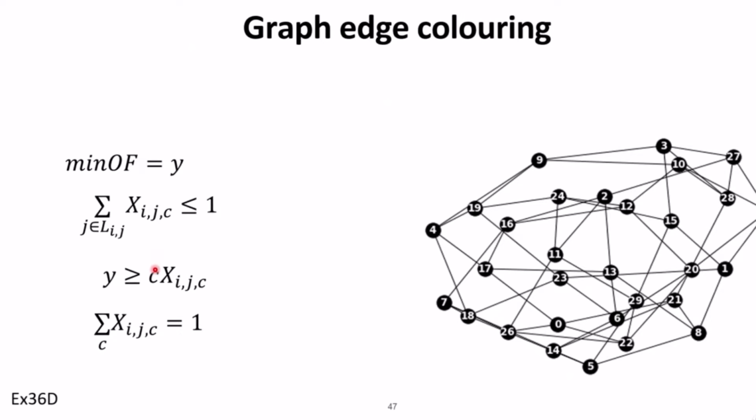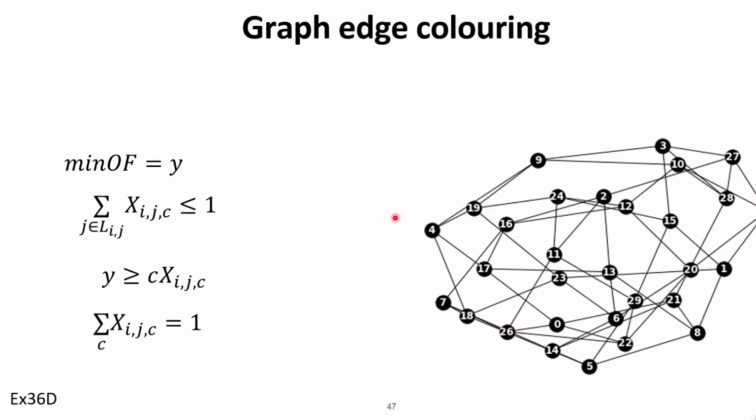Okay, and the other one is like the previous one, the node coloring one. So y is bigger than c times x_ijc. And also we should say that every edge should take only one color. This is the last equation. Okay, so if I run this simulation, this is what you get. You can see how the graph is colored and the number of required colors is determined.